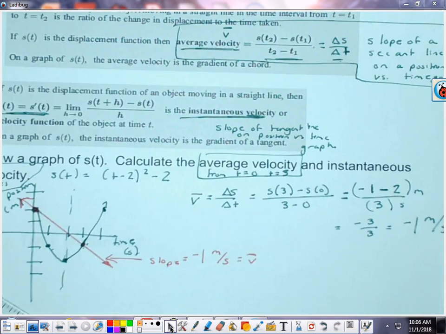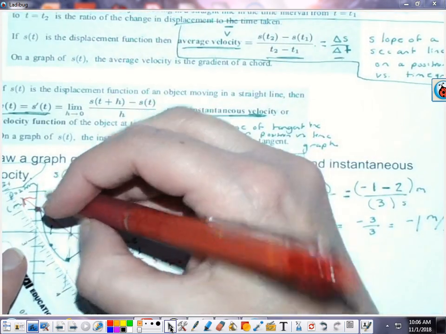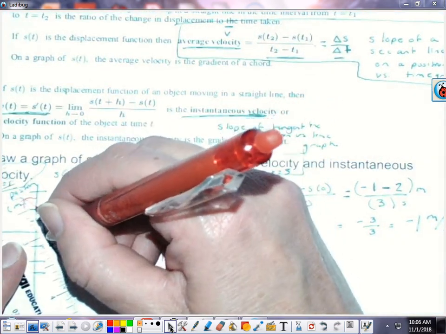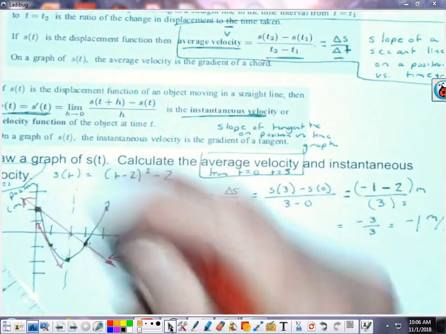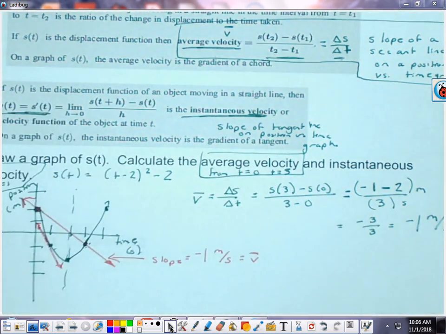When they say instantaneous velocity, that's like the slope of a secant line at t equals 1. So that's going to be like this. What is the slope at that exact second? Not on average, not over some period of time, but the slope of the tangent line at that point.